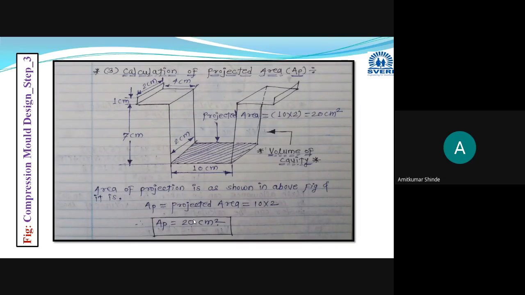Okay, please draw this diagram because it is very necessary. Please highlight that portion. Please draw this diagram because it will help you to calculate the projected area and also to calculate the total volume of the cavity. Total volume of the cavity means you have to consider from this corner, this portion. This total portion you have to consider in calculating the volume of the cavity.